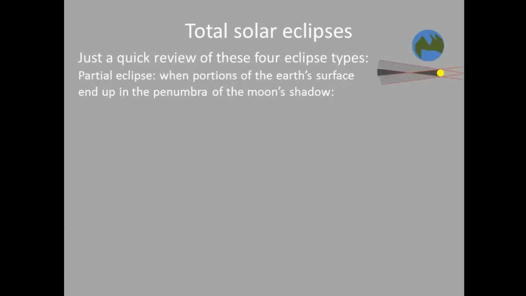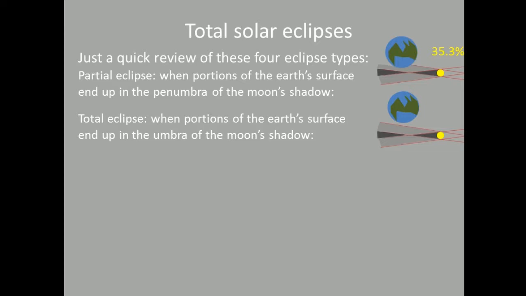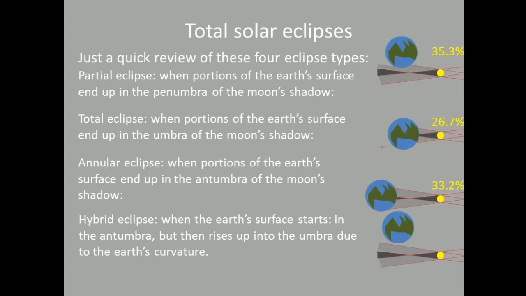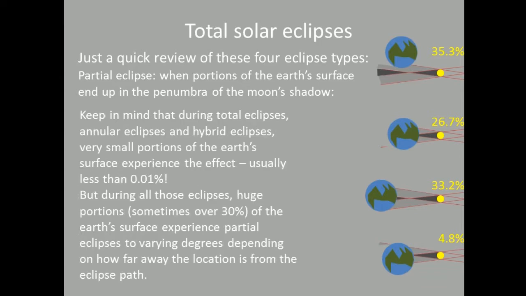Just a quick review of these four eclipse types. Partial eclipse, when portions of the Earth's surface end up in the penumbra of the moon's shadow. That's 35.3%. Total eclipses, when portions of the Earth's surface end up in the umbra of the moon's shadow, that accounts for 26.7%. Annular eclipses, when portions of the Earth's surface end up in the antumbra of the moon's shadow. Hybrid eclipses, when the Earth's surface starts in the antumbra, but then rises up into the umbra due to the curvature of the Earth. And that accounts for 4.8%.